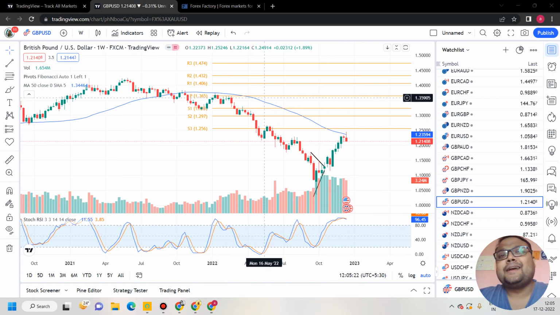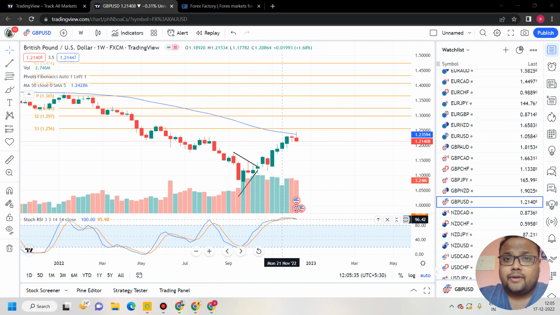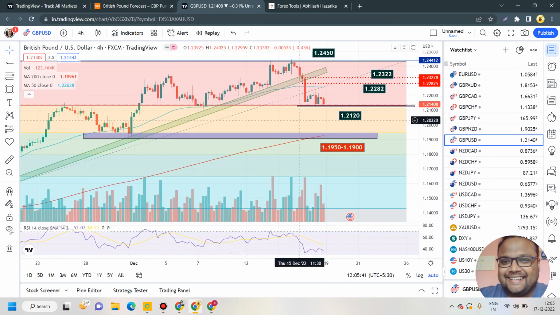And sadly, market failed also. You can see it, though market tried a lot, but ultimately market surrendered. On the weekly chart also, we can see that market has formed a shooting star pattern at the resistance, and market also looks very overbought. So as a result, there may be some correction in the coming days as well.